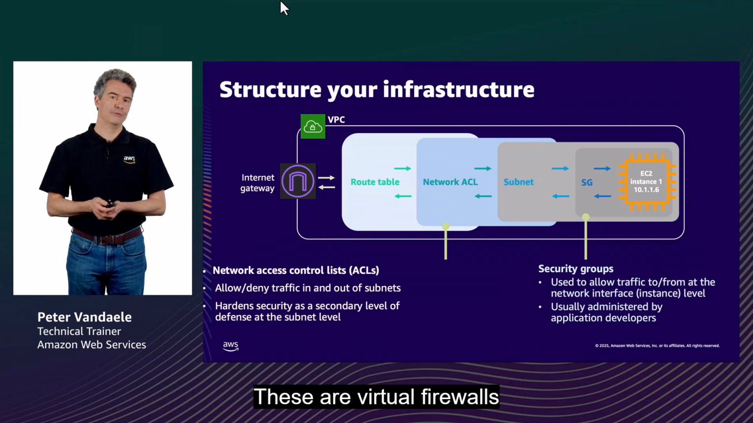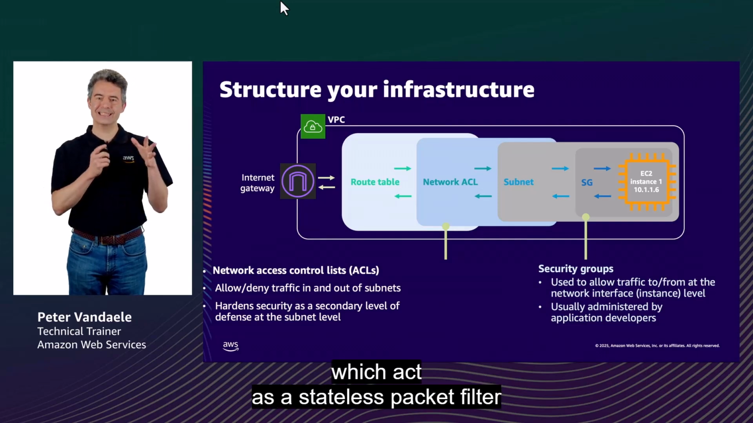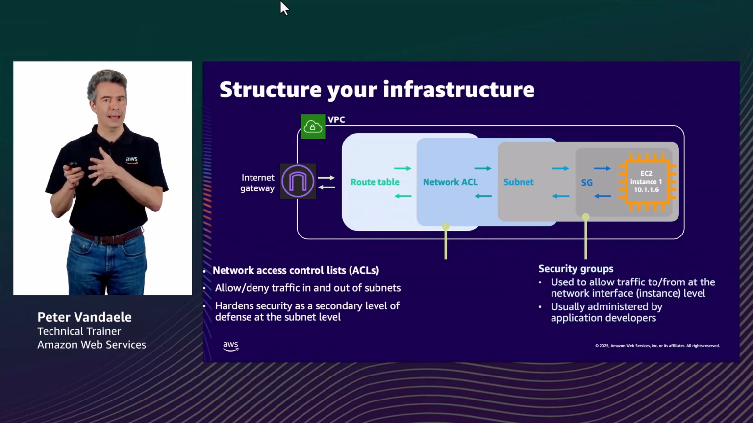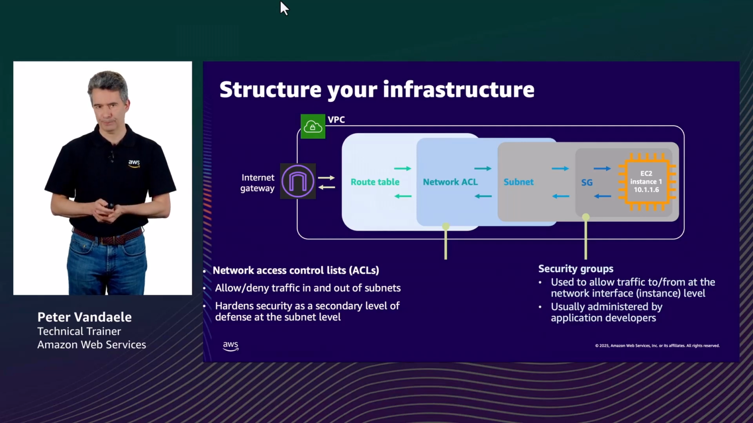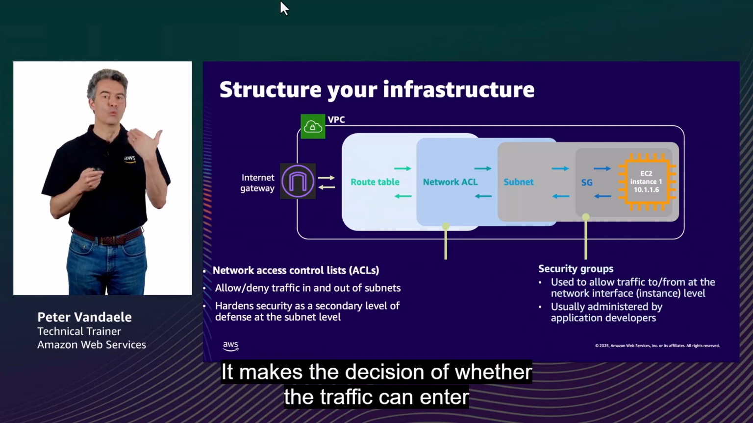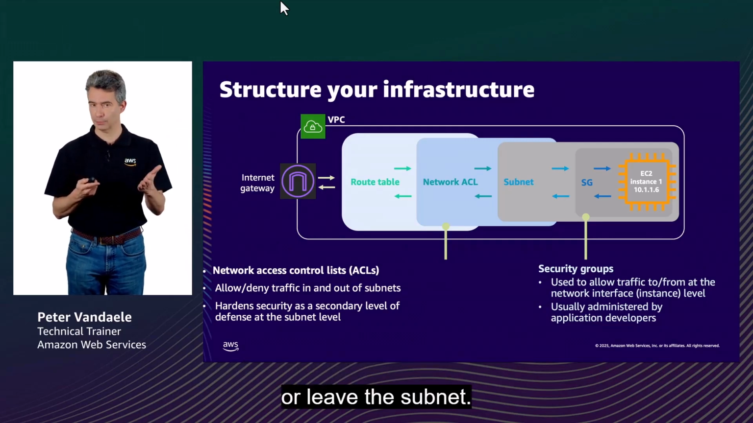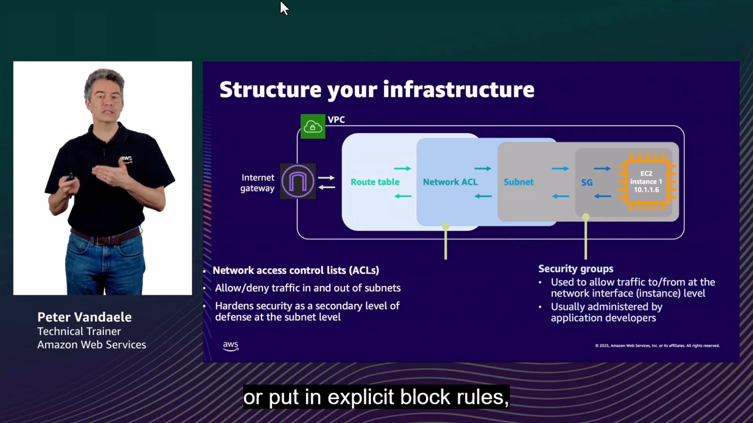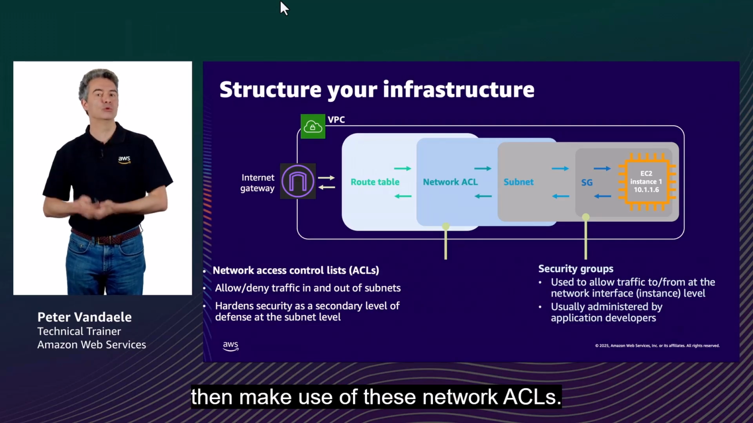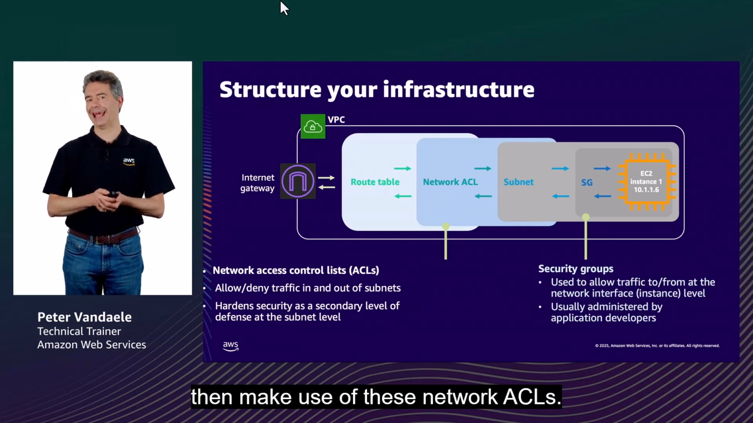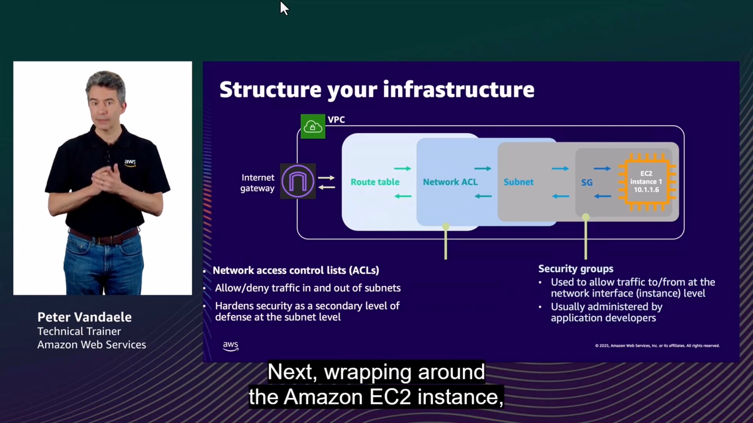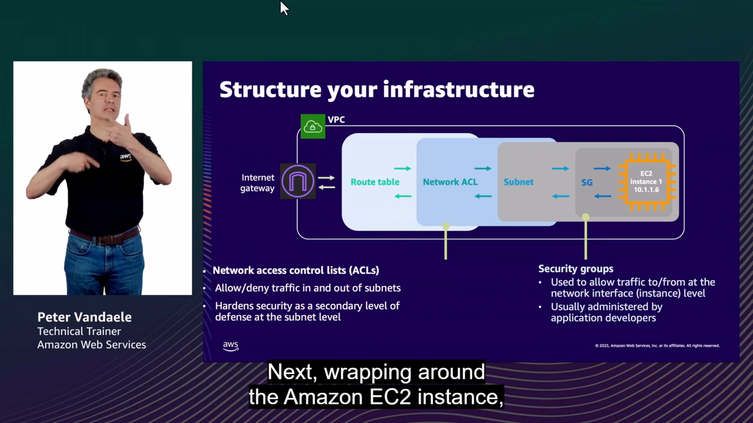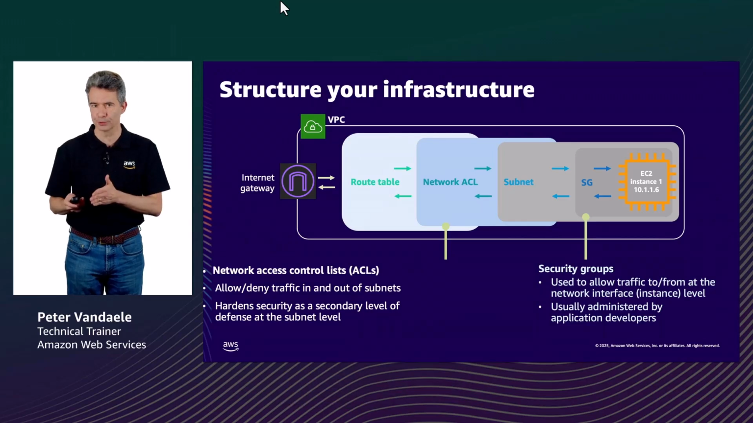Next, surrounding the subnets, we have network access control lists. These are virtual firewalls which act as a stateless packet filter and sit at the subnet level. They make the decision of whether the traffic can enter or leave the subnet. If you want to restrict specific protocols or ports, or put in explicit block rules, then make use of these network ACLs.